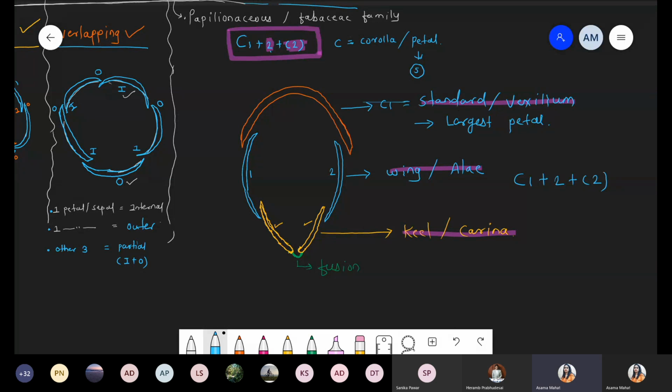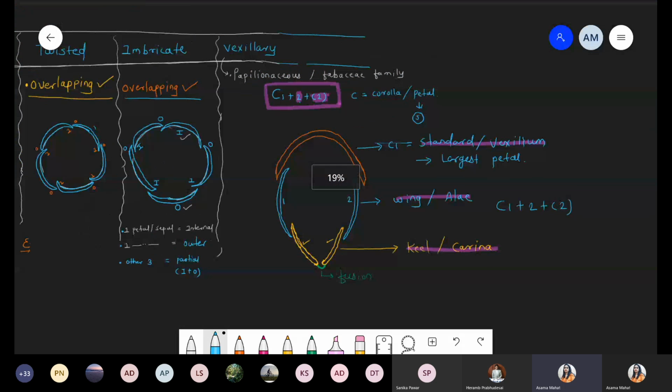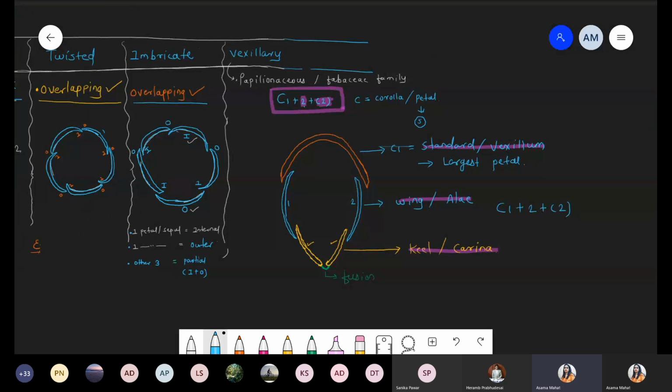We'll discuss this point again when we discuss the family, because the family has just a formula, and on the basis of the formula we have to use it to read that diagram. We have to understand that concept. Such type of estivation is called papilionaceous, which is present in the Fabaceae family, and such type of estivation is called vexillary estivation. Got this point, everyone? Understood?